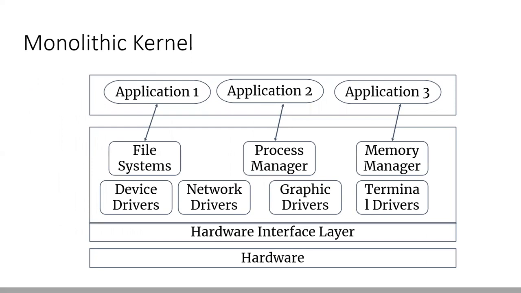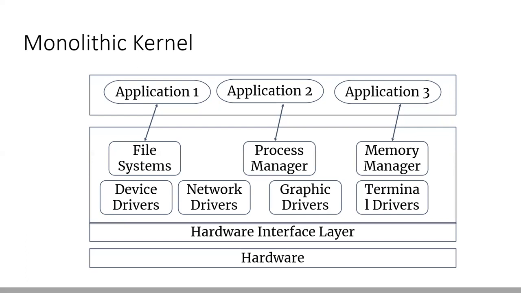Here there are applications which will be able to access the file systems, process manager and memory manager. These in turn will be able to get access to the hardware interface layer. Through this hardware interface layer, it will be accessing the hardware of the mobile. So the applications will not be able to directly interact with the kernel. Through these file systems, process manager, memory manager, terminal drivers, graphics drivers, network drivers, device drivers, all through these things only, we will be able to get access to the hardware.